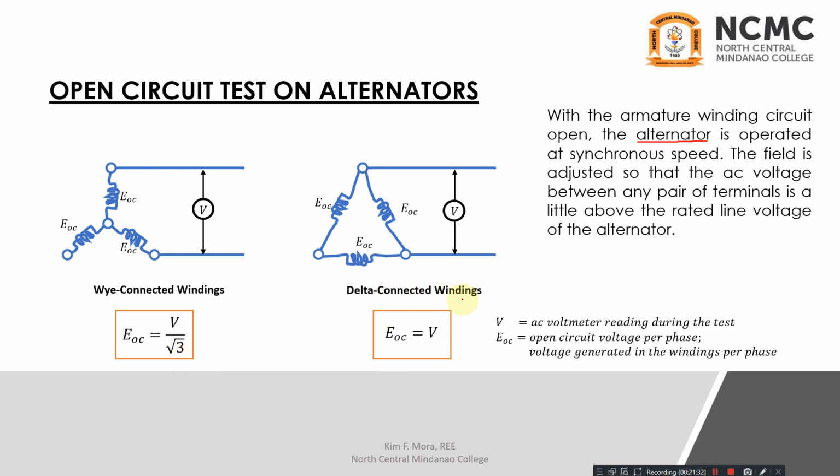Then for delta connected winding, since EOC is parallel to the voltmeter, the value we get from the voltmeter is equal to the value of EOC, because they are parallel. With voltage, if they are parallel, the values are equal, so please take note. The open circuit voltage equals the voltmeter reading if delta connected, and if Y connected, the relationship is V over square root of 3.